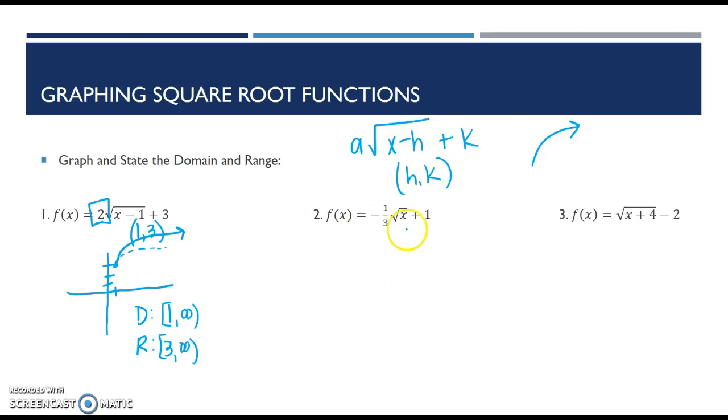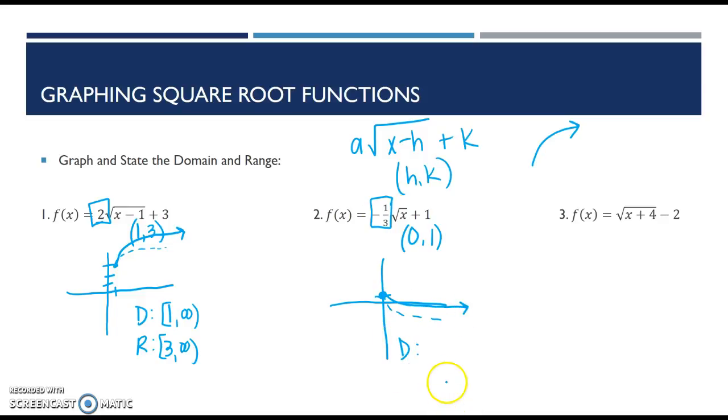For number 2, my h value, that's inside with the parentheses, there's nothing there, which means it's a 0. And then my k is 1. And then I've got this negative 1/3. It tells me 2 things. That it's going to go down this time, and it's compressed, so it's going to be flattened. So on my graph, I'm going to go to (0, 1), put my (h, k) point. I know it's going to open down, so I'm going to put my dotted line going down, and it's going to be compressed, which means it's going to be flatter, so my solid line will look something like that.